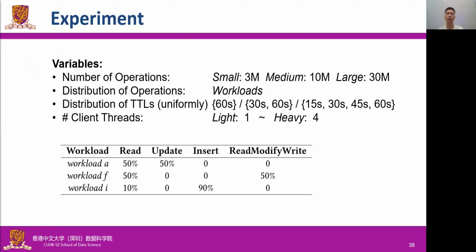The workloads are combinations of probabilities of read, update, insert, and read-modify-write operations. TTL is drawn uniformly from 3 sets: only 60 seconds; 30 and 60 seconds; or 15, 30, 45, and 60 seconds. Moreover, we set the number of client threads from 1 to 4, because 4 client threads is large enough to reach the limit for the standalone version of Redis.